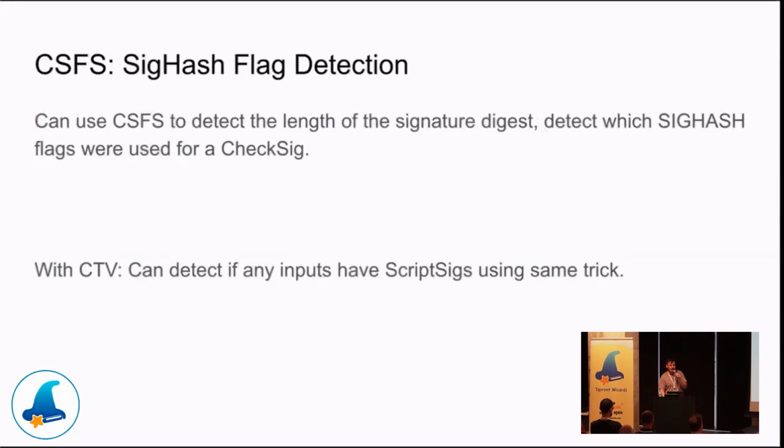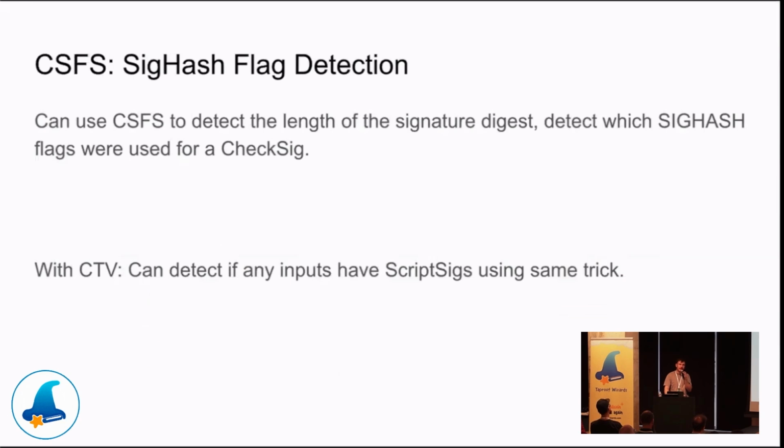You can also detect SIGHASH flags. So you can look at a signature, and there's a certain subset of cases where you can detect which SIGHASH flags have been used. This is also useful with CTV. Actually, you don't need a CSFS for that, but it's something you can do anyway. So actually, you can use checksig from stack for that.